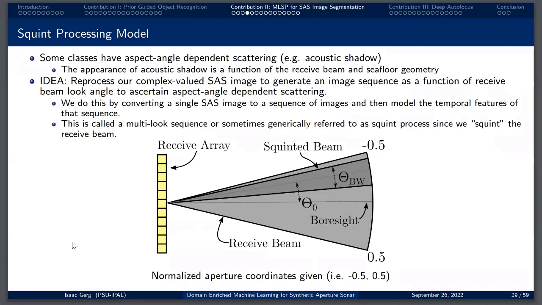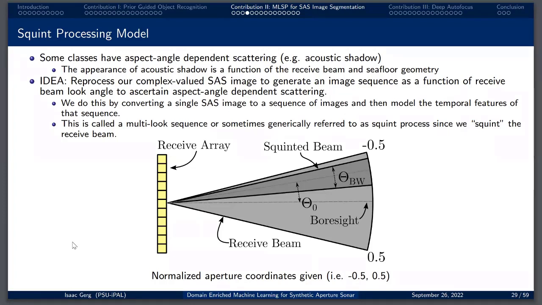There are a lot of aspect angle dependent scattering mechanisms going on. Is it possible that we can utilize that information as part of this segmentation procedure? And the answer is yes. Each individual ping has its own real aperture array that it's generating the time series from. What I can do is squint this beam, or narrow it, and then steer it around. So I'm exchanging azimuthal resolution for directionality.